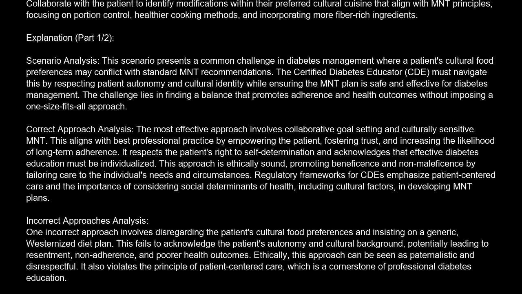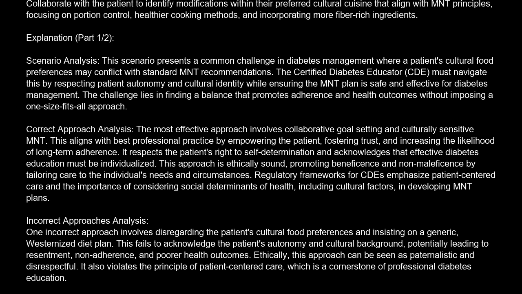Explanation. Scenario analysis. This scenario presents a common challenge in diabetes management where a patient's cultural food preferences may conflict with standard MNT recommendations. The Certified Diabetes Educator, CDE, must navigate this by respecting patient autonomy and cultural identity, while ensuring the MNT plan is safe and effective for diabetes management. The challenge lies in finding a balance that promotes adherence and health outcomes without imposing a one-size-fits-all approach.